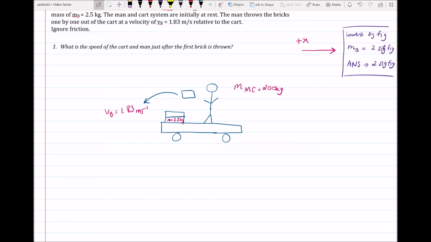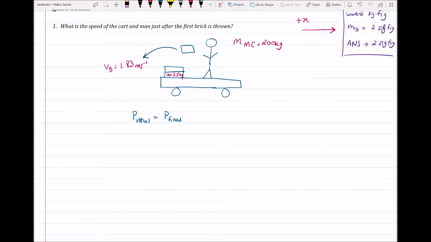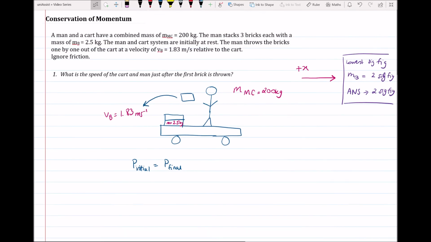So what I like to do is write it as such. So my P initial is equal to my P final. So my P initial is 0 because as we look at the question, it says the man and the cart system are initially at rest. So that includes the man and the 3 bricks before he throws it out. So that's equal to 0.